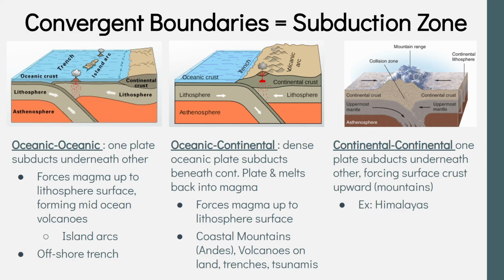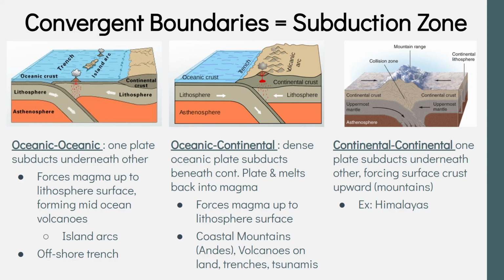When an oceanic plate collides with the continental plate, the oceanic plate is subducted beneath the continental plate because it's more dense. The oceanic plate melts back into magma in the mantle, but also forces some magma up towards the surface of the lithosphere, leading to volcanoes, but this time on land. They can also create narrow coastal mountain ranges, like we've already seen in the Andes of South America. We can also see trenches and tsunamis formed at convergent plate boundaries.